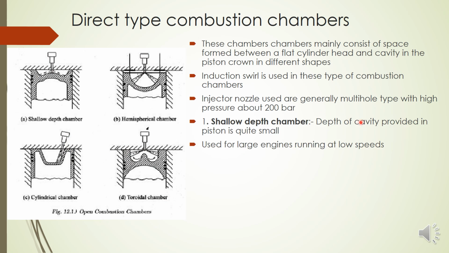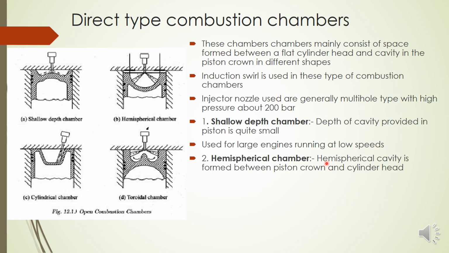So shallow depth chamber, the depth of cavity provided is very small. This is the cavity formed in between the cylinder head and the piston crown. You can see here in all these four cases, the piston has a deflection in this upper part of the piston crown, and the combustion chamber is in between this piston crown and the cylinder head. This is the cylinder head. These are used for large engines running at low speed, the shallow depth chamber.